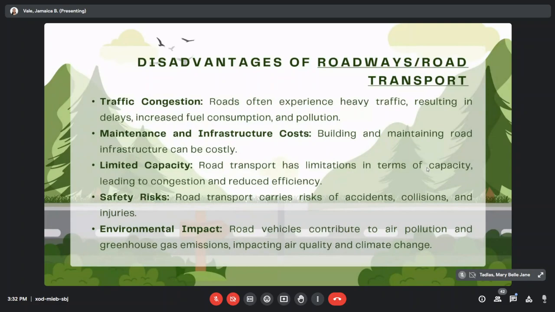And fifth is environmental impact. Road vehicles contribute to air pollution and greenhouse gas emissions, impacting air quality and climate change. So that's all for the disadvantages.